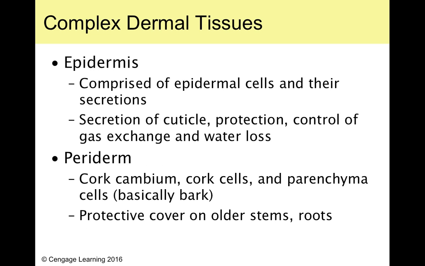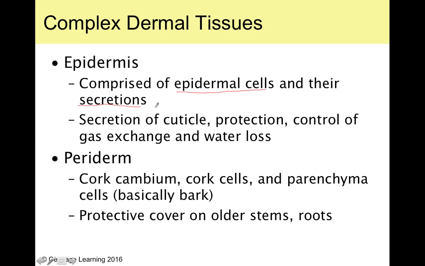So the first complex tissue that we're going to find in the plant's dermis is called the epidermis. Again, think of this like plant skin. It's comprised of epidermal cells. If it were just comprised of the epidermal cells, it would be a simple tissue, but it's a complex tissue because it's also comprised of these cell secretions.